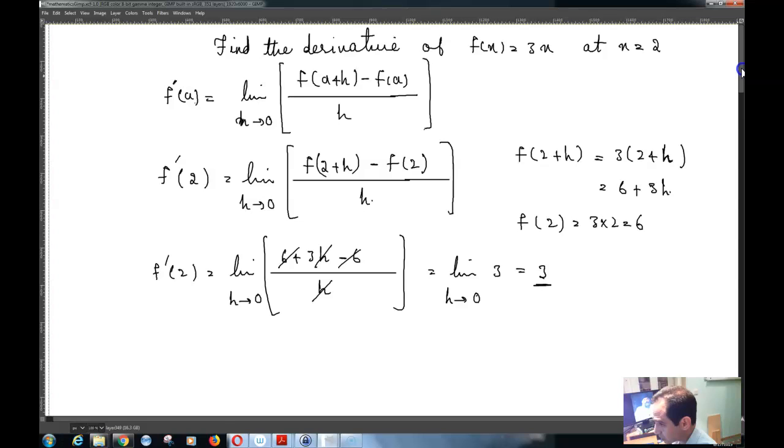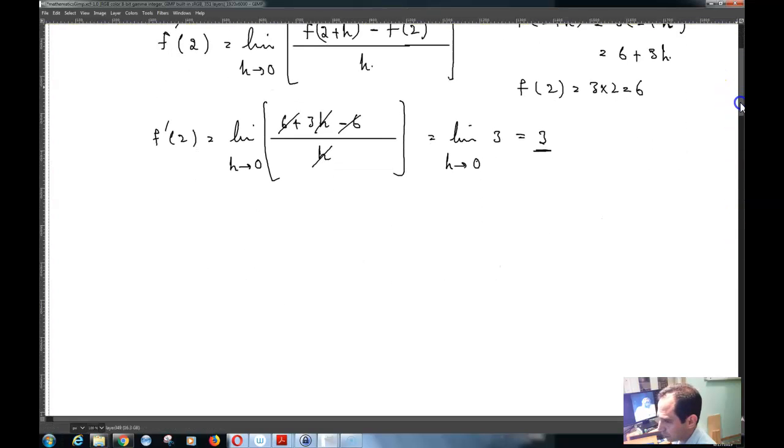Now let's do one more. Let's calculate the derivative of the same function at some other point. For example, let's say that your f of x is equal to 3x, the same function, and you want to find f prime of, for example, 10.